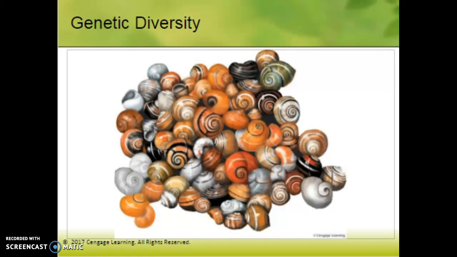Here's an example of a variety of genes. You can see these. They're snails. They're Cuban snails. But you can see they have different banding patterns. That's a genetic trait. The color is also a genetic trait. So we've got a lot of diversity in this one slide, in this one picture. A lot of different banding patterns, a lot of different colors. So this species would be said to have a lot of genetic diversity. More diversity is always a good thing.